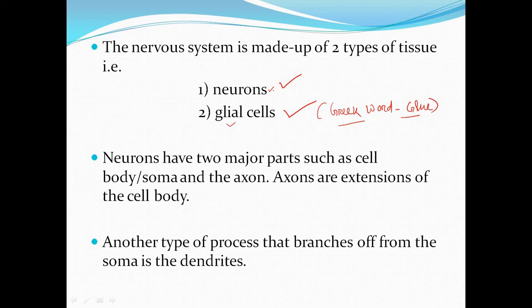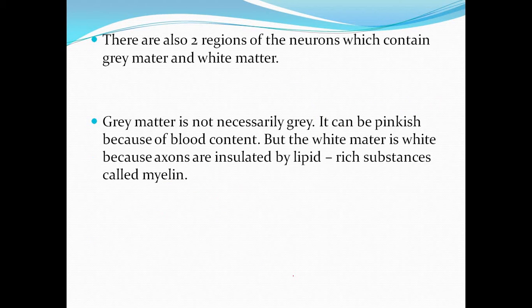And another is neurons. Here, neurons have two major parts. One is cell body or soma. It is also called as cyton. From the cyton a long process arises that is called as axons. Axons are the extensions of cell body. Another type of process branched off from the cyton is called as dendrites. So these are the structure of neurons.